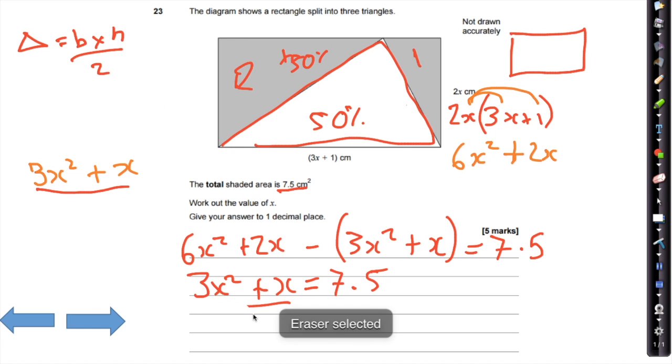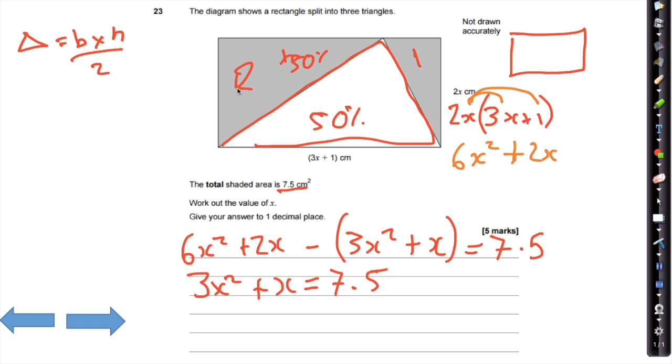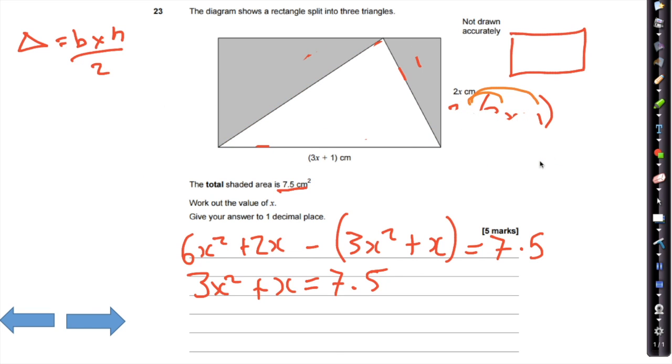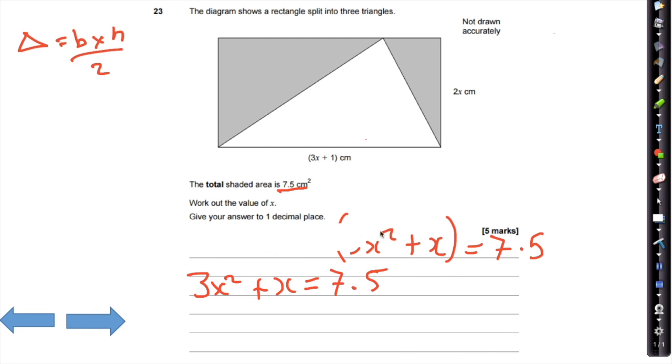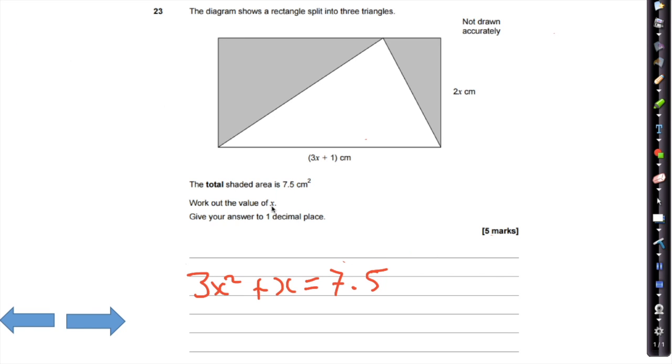We hopefully by now will be used to seeing these kind of problems as a quadratic equation. So we've actually got a quadratic equation here. We've got 3x squared plus x equals 7.5. What we're going to do, so I'm just going to get rid of some of this stuff because we might need some space, is try and solve it, because when we solve it, we'll find the value of x.